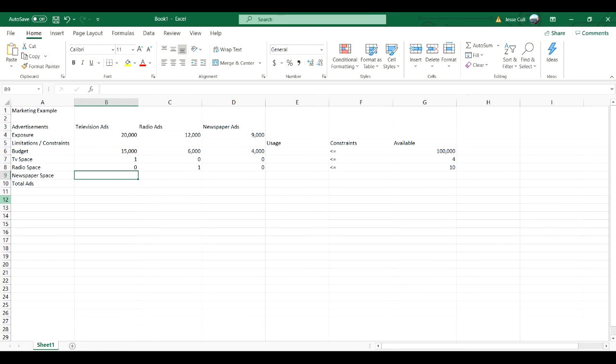Newspaper must be less than or equal to 7. These are things that we entered already in QM, but we're doing them here. The only difference is we create our own graph, whereas in QM it was provided for us. We'll do one more first, and that's total ads must be less than or equal to 15.